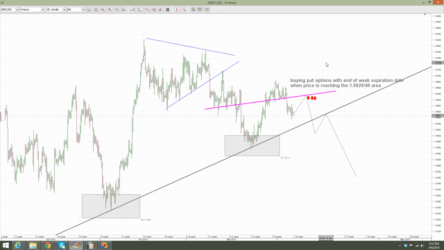Thank you very much for being here. This was the Great Britain pound US dollar. A bit bearish, I would say, but not just when the gates are opening on Monday. Probably on Tuesday or even Wednesday, price will get to the 1.6620-1.6640 area, and then we should look to buy put options.